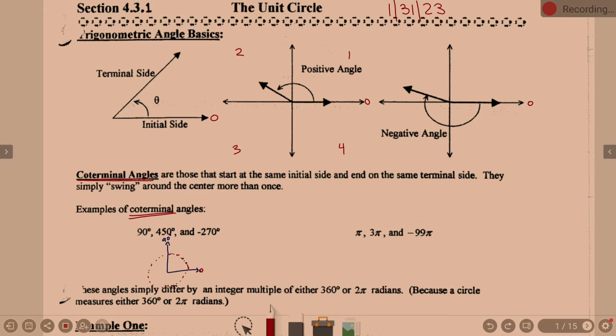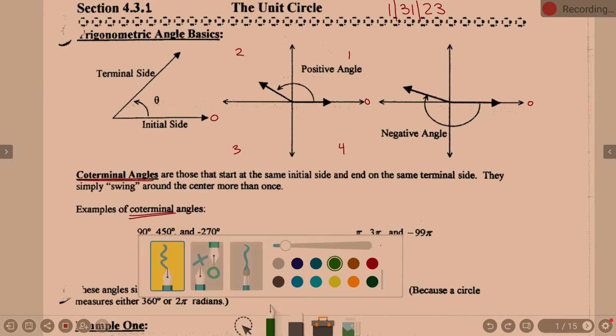That's a lot of numbers. Okay, well, I'm trying to get you to visualize that if we go around here and we stop up there, that's the idea of 450. That's what I was trying to get you to connect. Okay? And then negative 270.